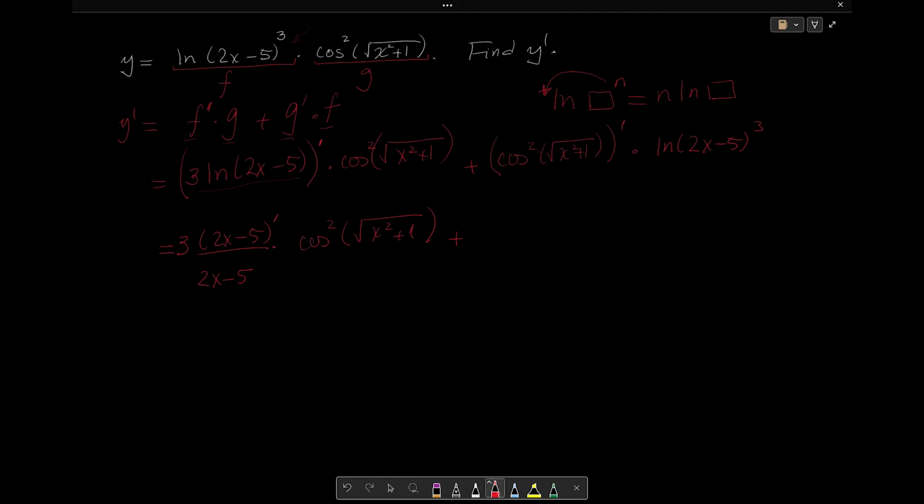Times the cosine squared of the square root of x squared plus 1. Plus, here we have to be careful. What do I have here? What's the first thing that we see right here? Do we see a cosine or do we see something to a power? If you were to see a cosine, what you would see is a cosine of square root of x squared plus 1. And that will be it. But here you have cosine squared of square root of x squared plus 1. Or you could write that as cosine square root of x squared plus 1 squared. You see something to a power.